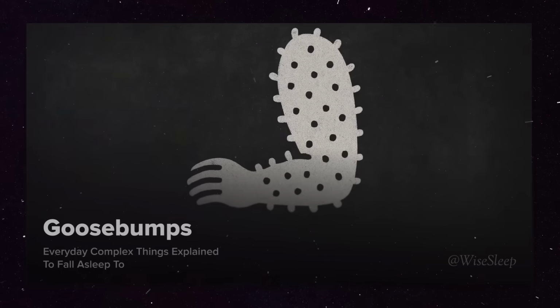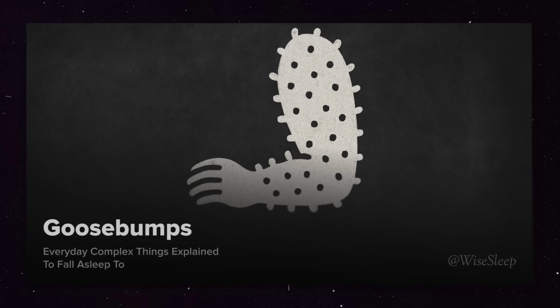Goosebumps. You feel a chill or hear a powerful piece of music, and suddenly, tiny bumps rise on your skin. Goosebumps are a physical reaction that happens when small muscles at the base of your hair follicles contract. These muscles are called erector pili, and when they tighten, they cause the hairs on your skin to stand up, creating a bumpy texture. This reaction is automatic and controlled by your nervous system.